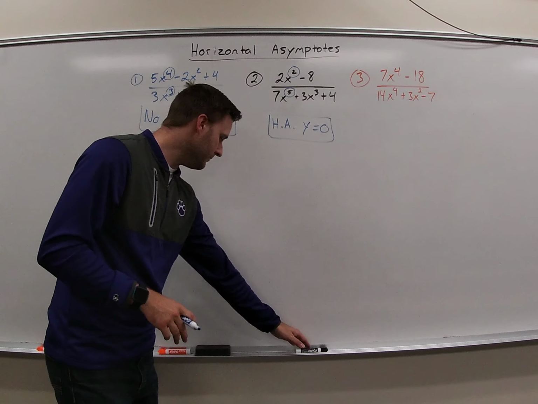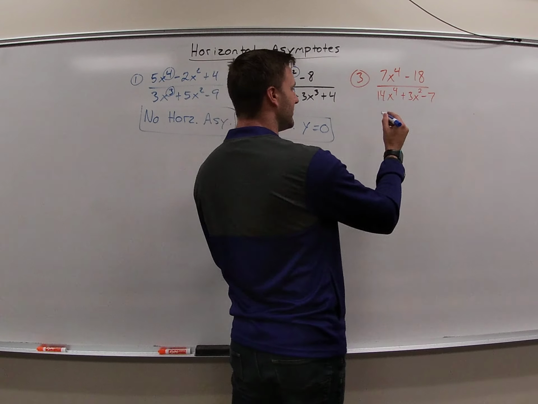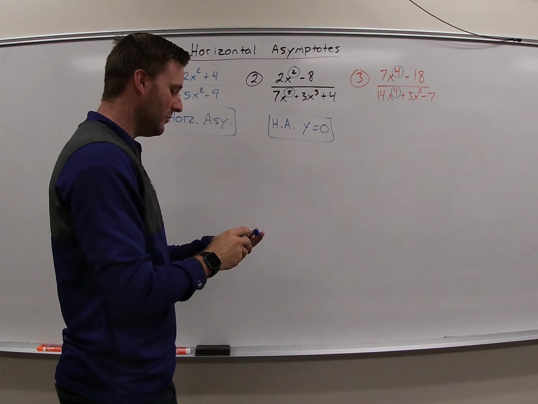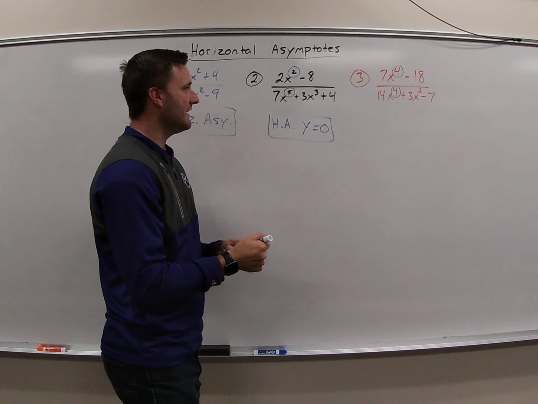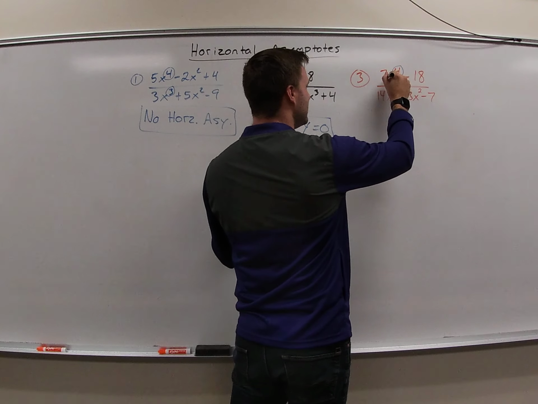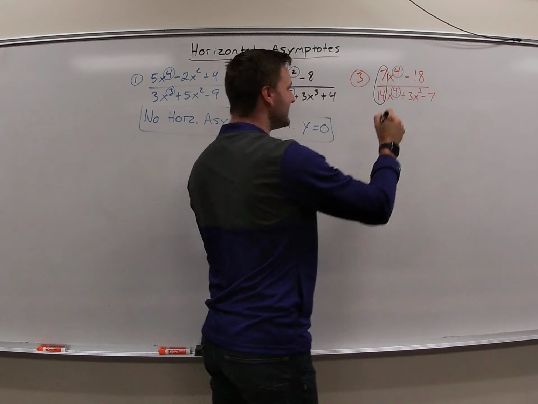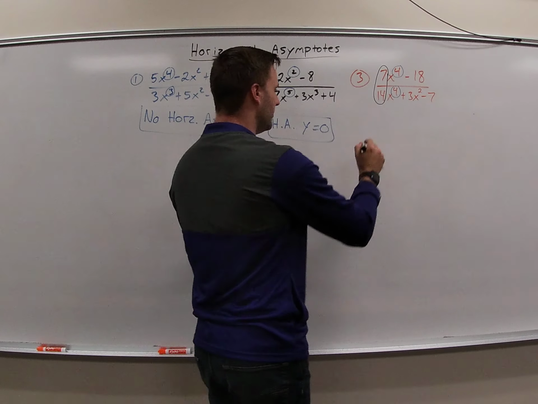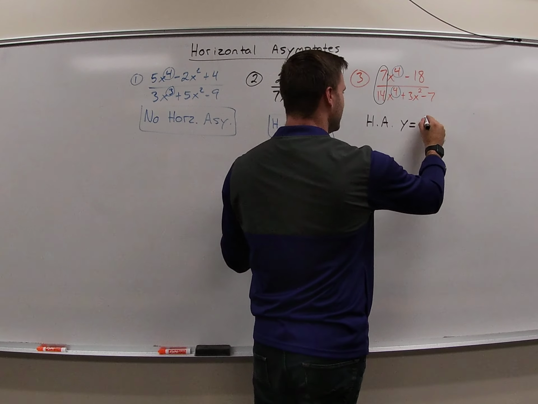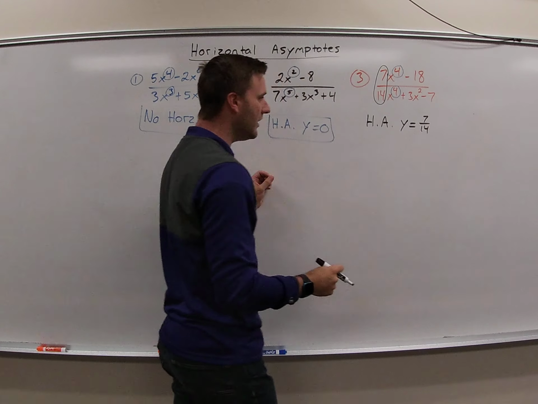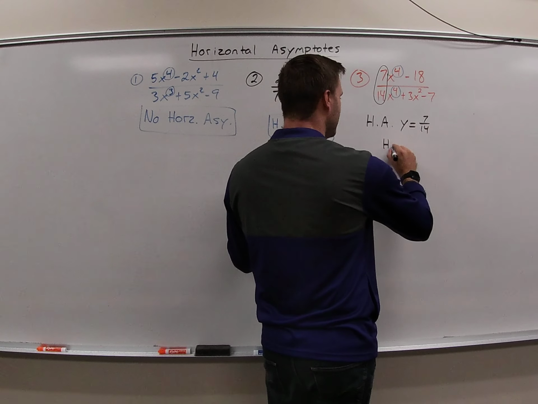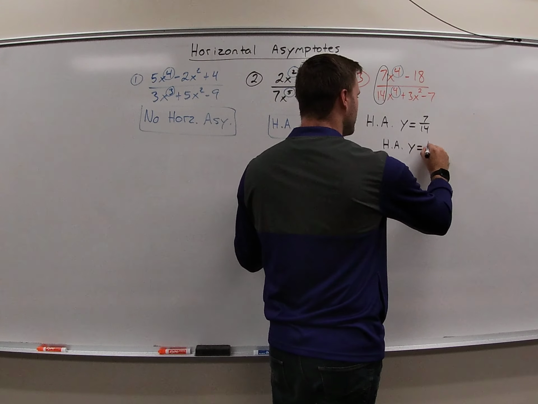All right, finally, number 3. Let's take a look at this. So notice how our exponents are the same. If our higher exponent is the same, then we need to look at the leading coefficient of the numerator and the denominator. And so we have a horizontal asymptote at 7 over 14. So we would say I have a horizontal asymptote when y equals 7 over 14. Well, let's reduce that if we can. 7 over 14 is 1/2. So really, I have a horizontal asymptote at y equals 1/2.